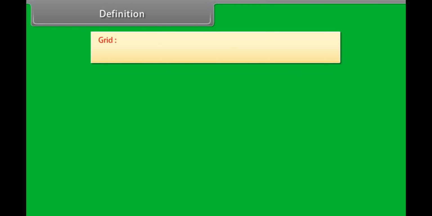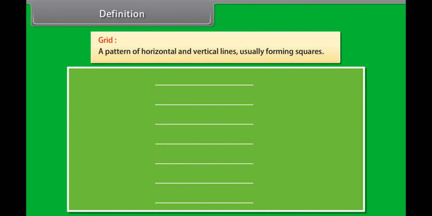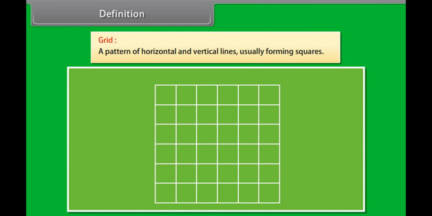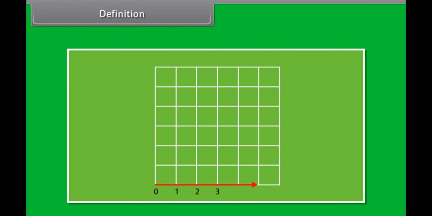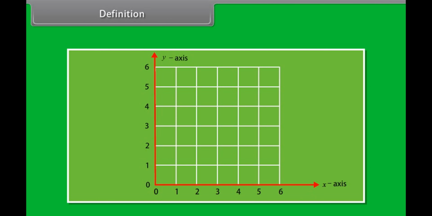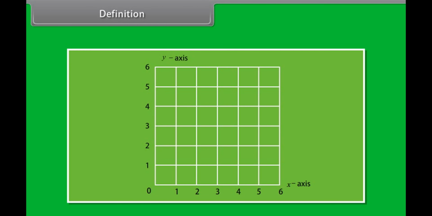Definition. Grid. A pattern of horizontal and vertical lines, usually forming squares. X-axis. A horizontal number line on a grid. X is the shortest and likes to lie down horizontally. Y-axis. A vertical number line on a coordinate. Y is the tallest and stands upright or vertically. Coordinates. An ordered pair of numbers that give the location of a point on a grid. (3, 4).